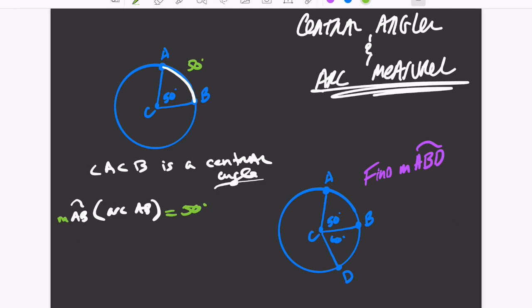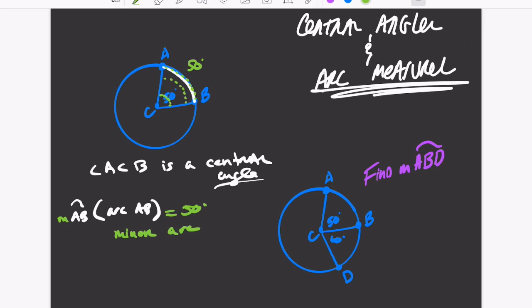And that should make sense because if you're going all the way around the circle, whether it's here or here or here, either way, you're going 360 degrees all the way around. So that central angle of 50 degrees is going to have the same measure as its corresponding arc AB, which is also 50 degrees. Because it's less than 180, we call this AB a minor arc.